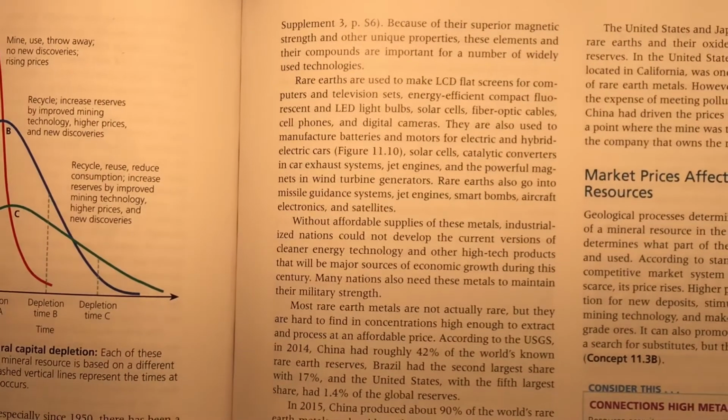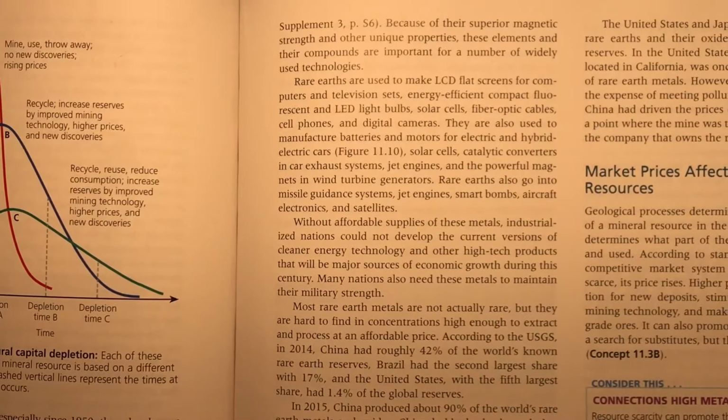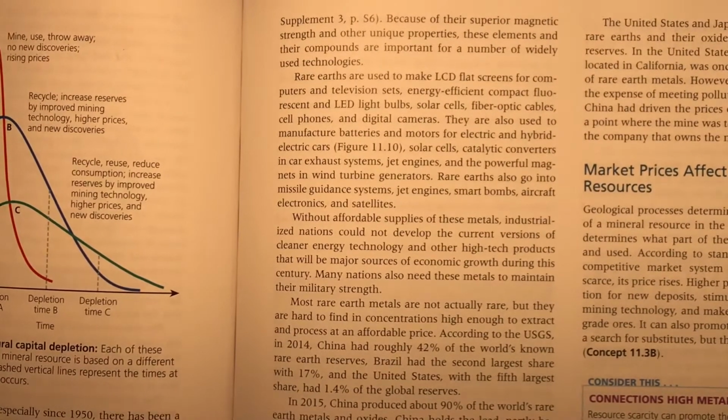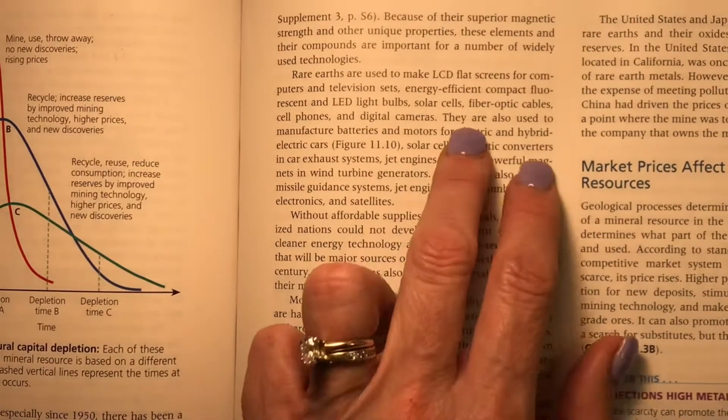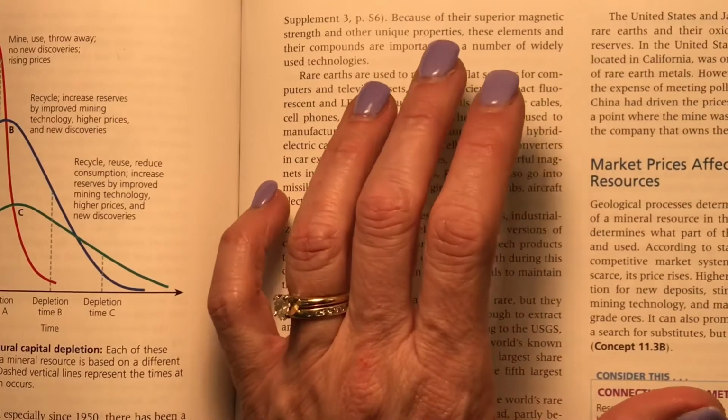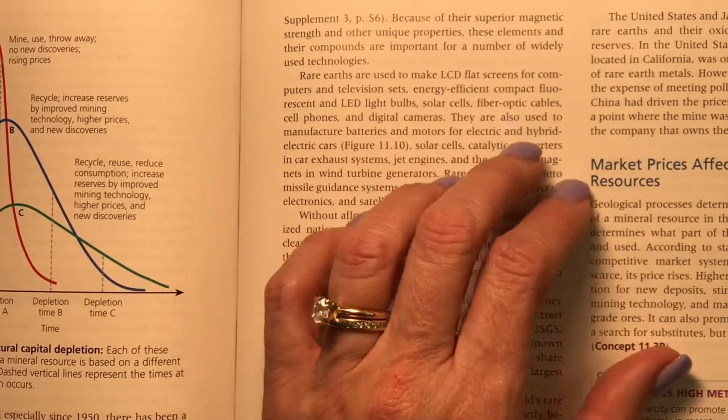If you haven't taken chemistry, please take a look at it so you are familiar with what these things look like in terms of the abbreviations of their names. And this is why they're important. Superior magnetic strength and other unique properties. Remember what metals can do. They conduct heat and electricity as well.